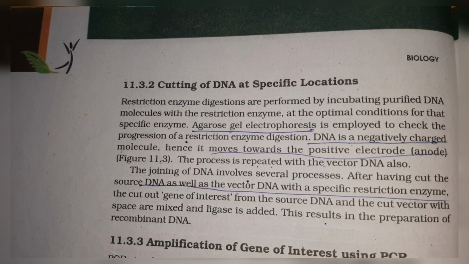Restriction enzyme digestion is performed by incubating purified DNA molecules with the restriction enzyme at optimal conditions for the specific enzyme. Agarose gel electrophoresis is employed to check the progression of the restriction enzyme digestion. We have seen the electrophoresis process. DNA is negatively charged, hence it moves towards the positive electrode, the anode. The smaller the DNA fragment, the nearer the anode it will be. In this gel electrophoresis, we then stain it with ethidium bromide and project UV radiation. Then we can see the DNA.